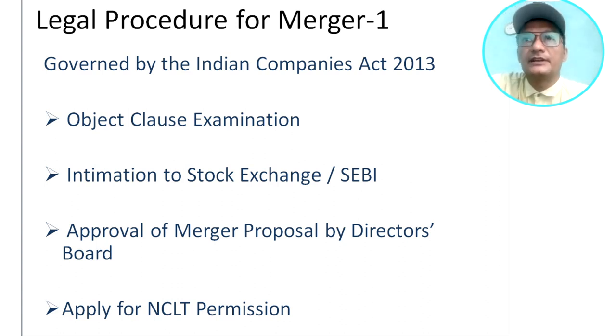Now it comes into motion. Unlike the 1956 Act, the 2013 Act allows shareholders and lenders an opportunity to vote by post as well. Earlier, the voting was done in person or through a proxy, but the proxy would also need to go there in person. Now it can be done through post as well. Now, NCLT permission is required.